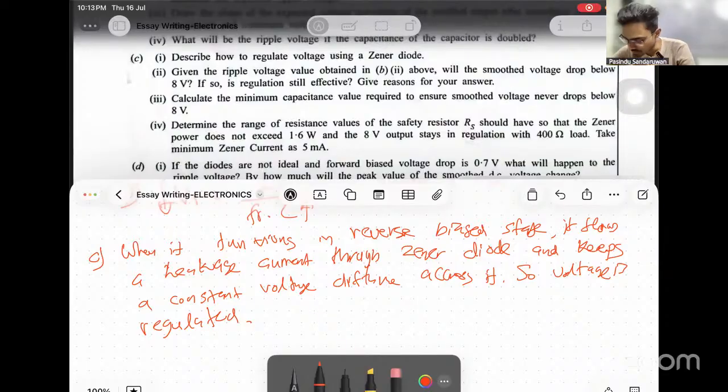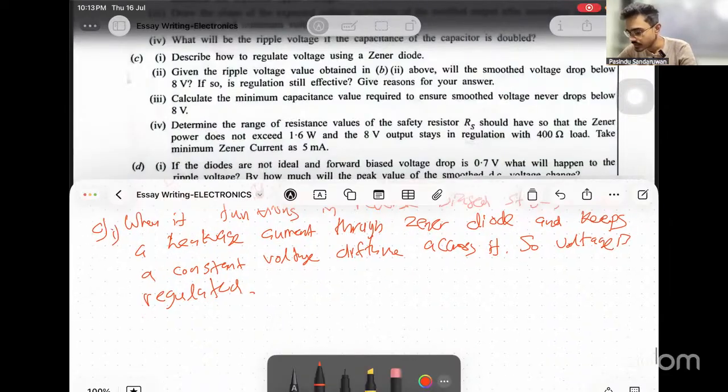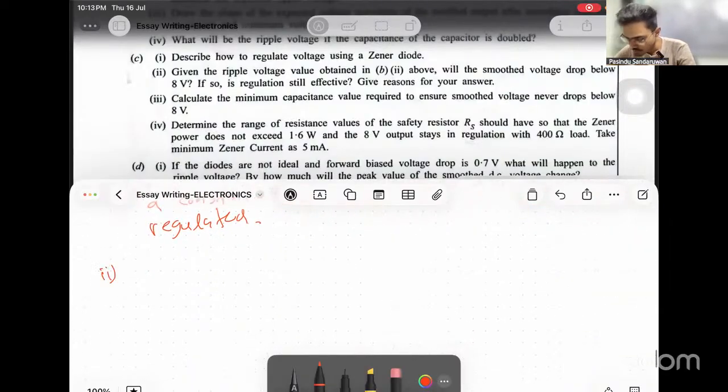Right? See, one is done. Then the second one. Given the ripple voltage value obtained in V2 above, will the smooth voltage drop below 8 volts? If so, is the regulation still effective? Give reasons for your answer. So what they ask is, will this ripple voltage go below 8 volts?